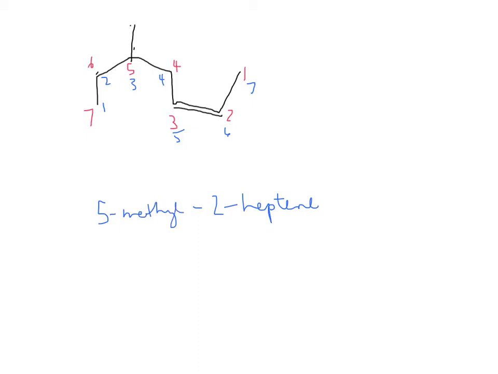Alright, so the double bond takes precedence over the methyl group, and therefore the numbering is associated with the position of the first carbon and the double bond. Okay, and this is going to be one with a triple bond, just so you can see what it looks like. You don't have that bending with the triple bond, it's actually linear.